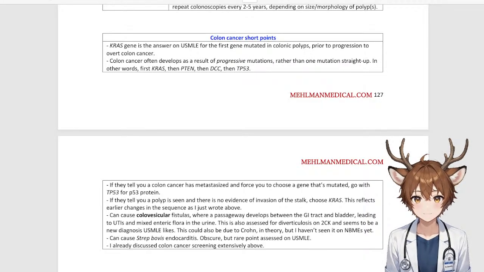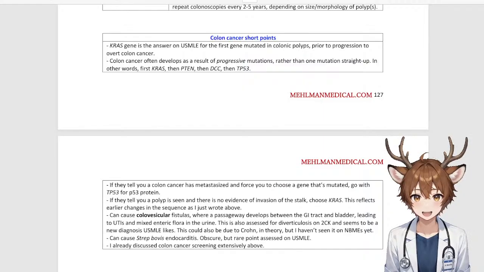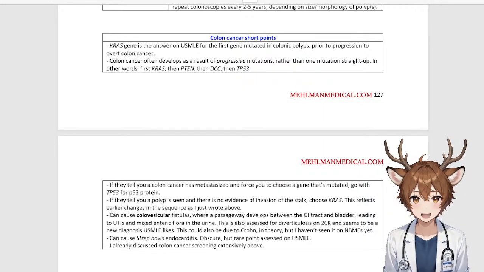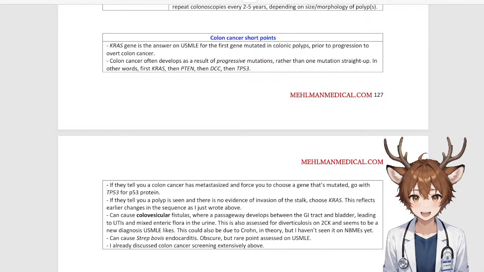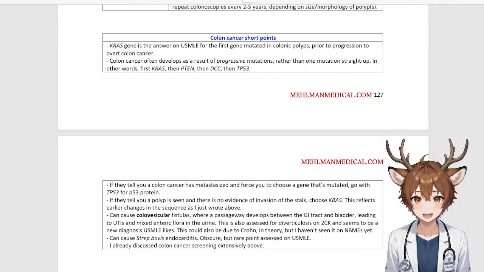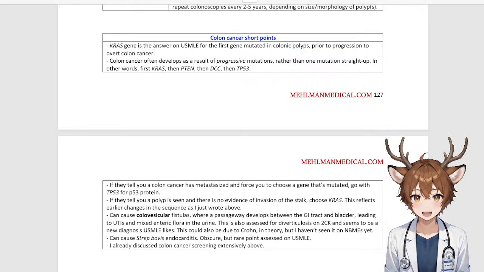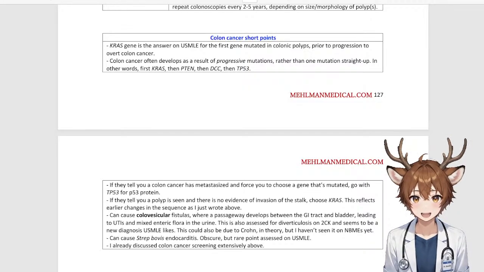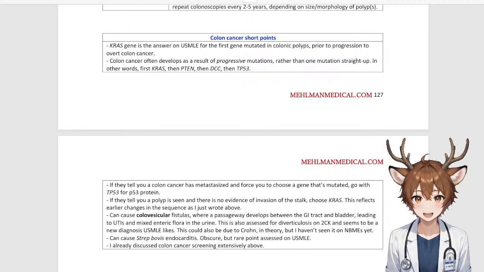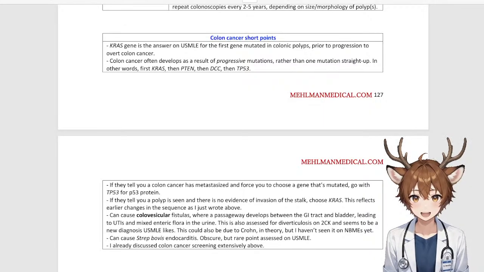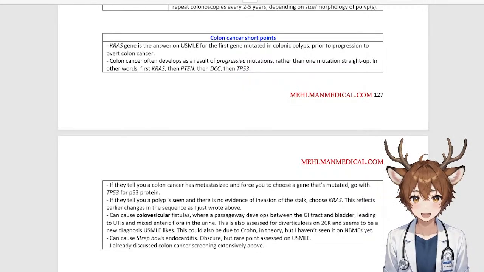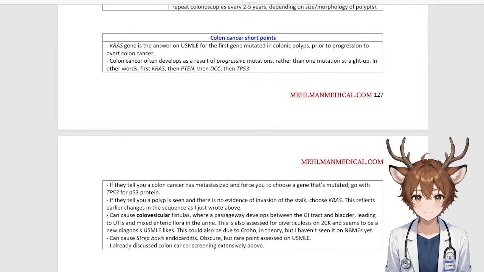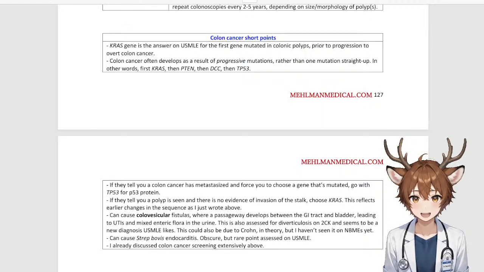Colon cancer short points. KRAS is the answer on USMLE for the first gene mutated in colonic polyps, prior to the progression to overt colon cancer. Colon cancer often develops as a result of progressive mutations rather than one mutation straight up. In other words, first KRAS, then PTEN, and then DCC, and then TP53. You hear TP53 a lot, but it's KRAS, which is the first one that develops for colon cancer.